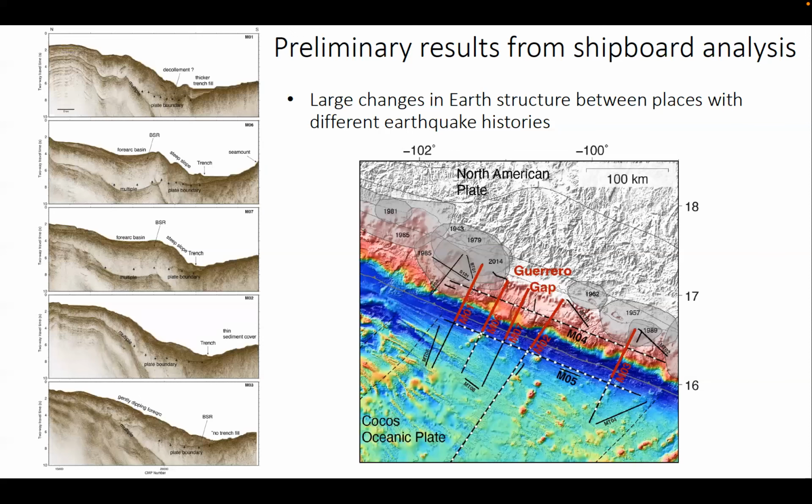To investigate possible structural control on megathrust slip behavior, we collected multi-channel seismic data with a 15-kilometer long streamer and ocean bottom seismometer data. And on this poster, I show you preliminary images of the subduction zone and very large differences along strike.